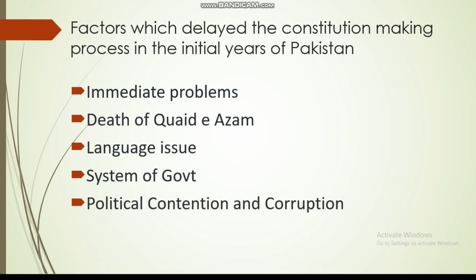Next is political contention and corruption. After the demise of Qaid-e-Azam Muhammad Ali Jinnah, the Muslim League fell victim to intrigues and disunity. Intense internal conflicts and selfishness brought about disintegration in the party. So the party fell into the hands of opportunists who resorted to undemocratic ways and means, indulging in political mischief and intrigues. Consequently, little attention was paid to the constitution making process, and the constitution was delayed.